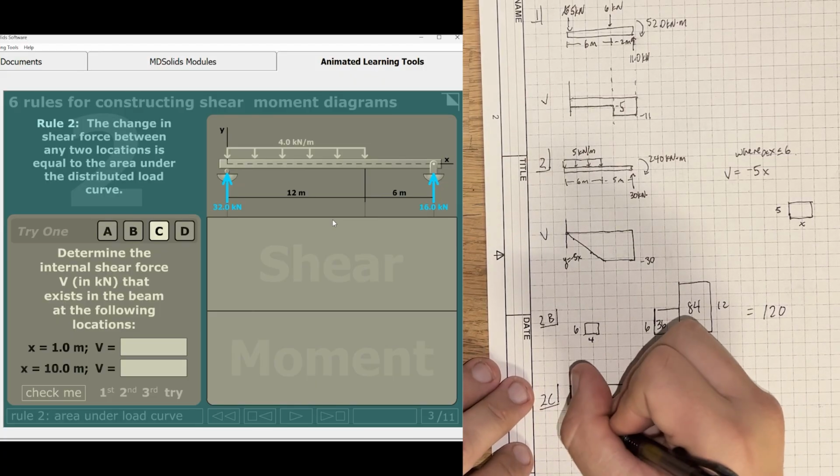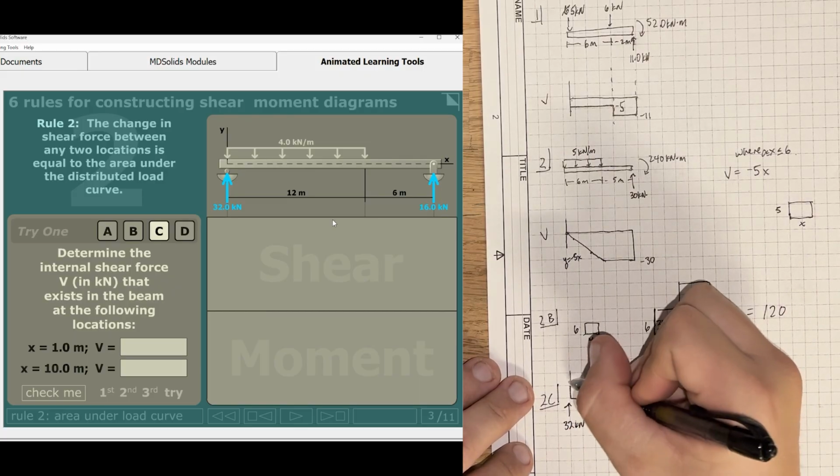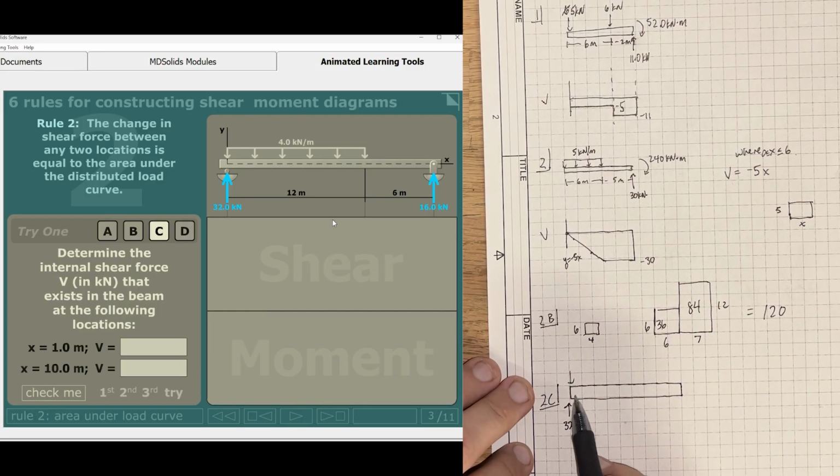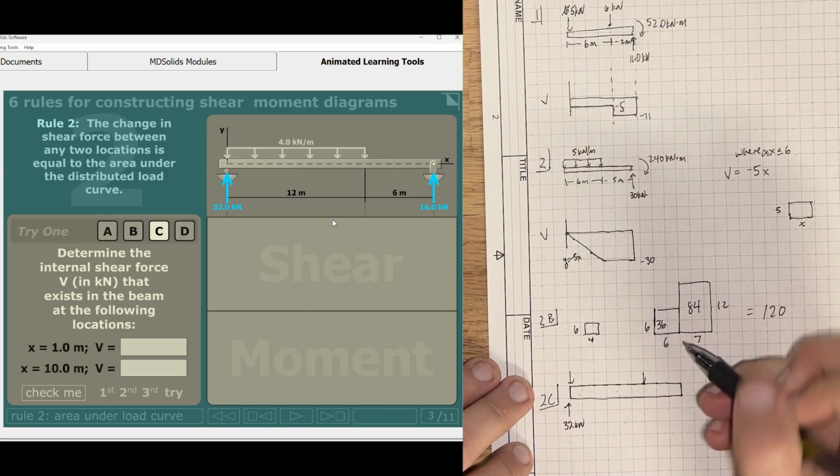Now we're going to have 32 kilonewtons that we're starting off with, and then this is going to be the uniformly distributed load that's going to last 1, 2, 3, 4, 5, 6. That's going to be 12 meters in.